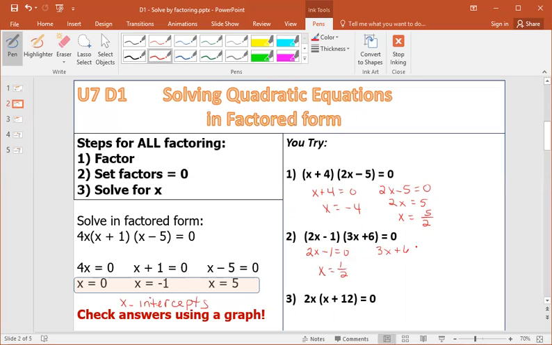3x plus 6 equals 0. Okay, so 3x is equal to -6. X is -6/3, which is -2. So you always want to simplify down. On the third one, 2x equals 0. Well, that's just going to be 0. X plus 12 equals 0. And that's just going to be -12. Okay, so you're always setting the pieces equal to 0.